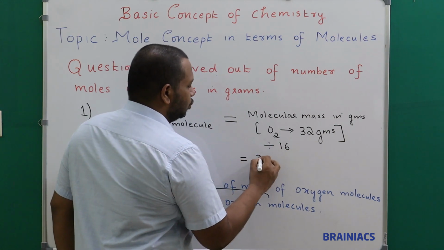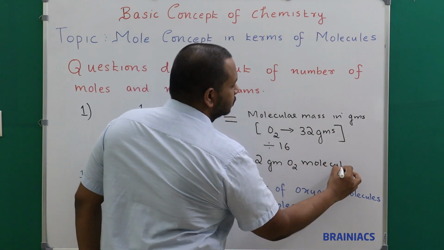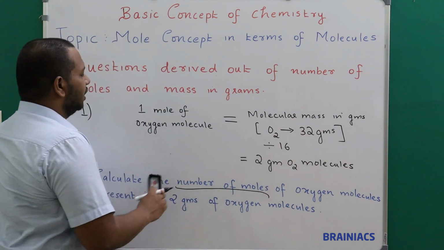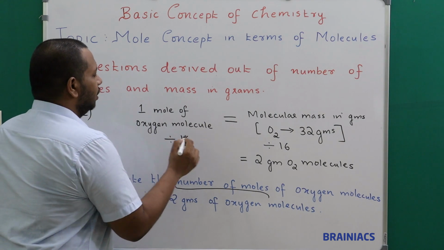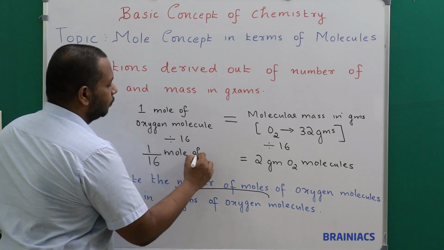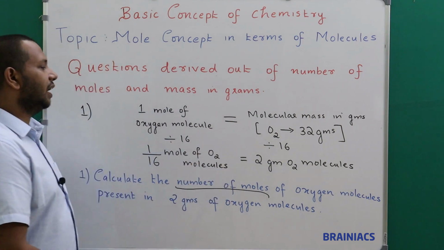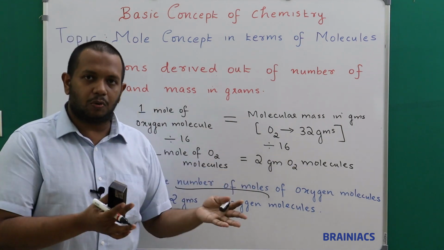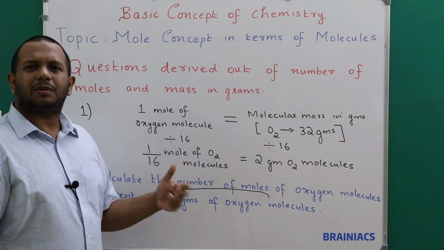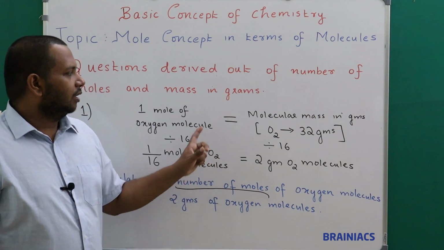So this will become 2 gram O2 molecules. When you divide by 16 on the right hand side, you can do the same thing on the left hand side also, that is divide by 16. So my answer will become 1 by 16 mole of O2 molecules. Okay, so I got the answer. What is the answer? 2 gram of oxygen molecules will contain how many moles? 1 by 16 mole of O2 molecules. Usually they will give it in the form of 1 by 16, else you need to convert this into decimal format, that you know, I hope. Okay, so I hope this is clear.